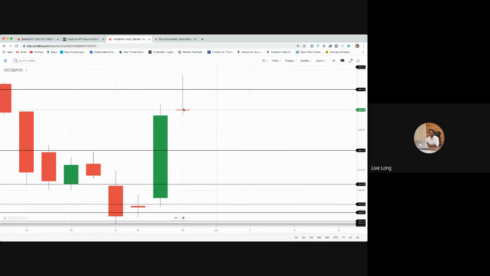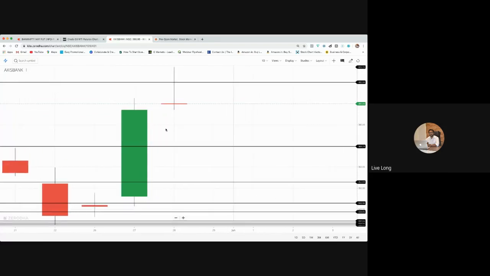Meaning the price opened and closed almost at the same value. Definitely the price has dropped out, but not much deviation has happened. So the price opened at almost 389.9. It has closed also almost at the same value, right? So that is why we have a very thin body over here.